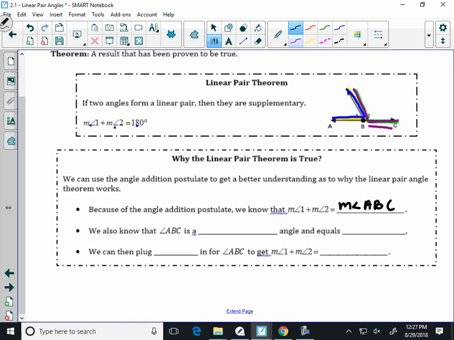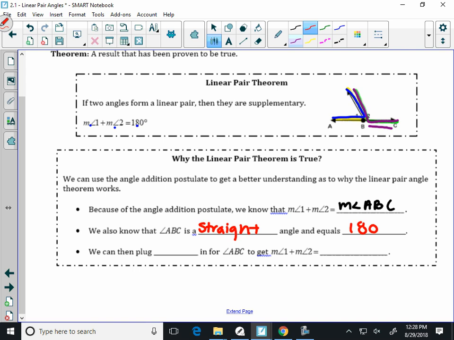We also know that ABC is a what kind of angle? It's a straight angle. We just talked about this. It's a straight angle. It's a straight line, which makes it a straight angle. And what do straight angles always equal? 180.